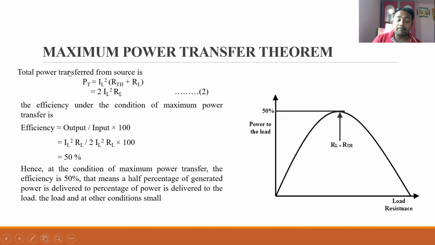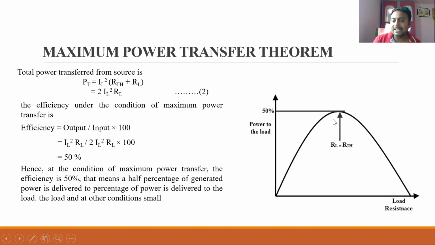The power transferred from the source, that is the input power, is IL square into RTH plus RL. We know that RTH equals RL at the maximum condition. Substituting that, we get 2 IL square into RL. We know the formula for efficiency, the ratio of output to input. Substituting the output IL square RL and input 2 IL square RL, we get the efficiency as 50%.